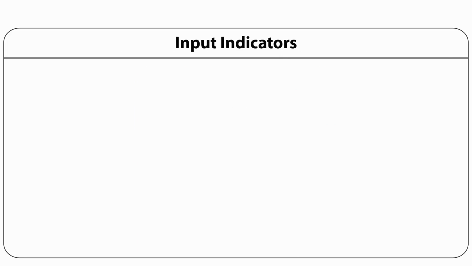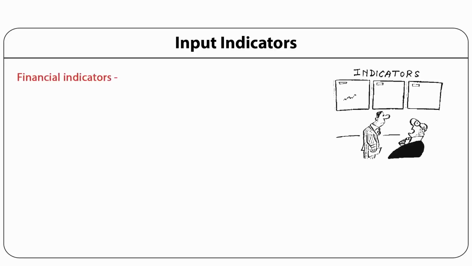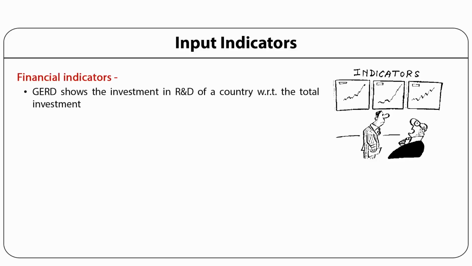In this module, we now look at some of the indicators in more detail. We look at input indicators, the two input indicators being financial indicators and manpower indicators. Financial indicators show the investment in R&D of a country with respect to the total investment.